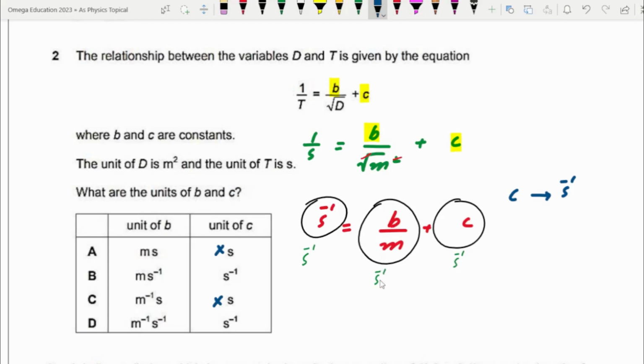Now you can find the unit of B as well. For the middle circle, for this whole term, B over meters, the overall unit of this term should also be per second. And from there you can make B the subject and meter would be multiplied on the other side. You'll be left with m s to the power minus 1, meter per second. So that would be option B.